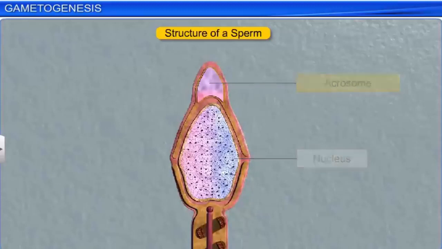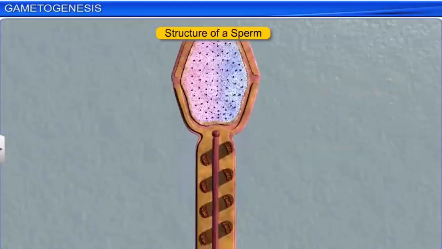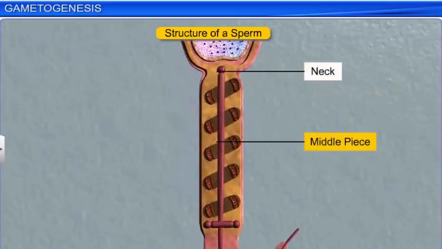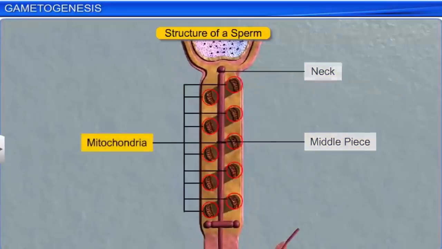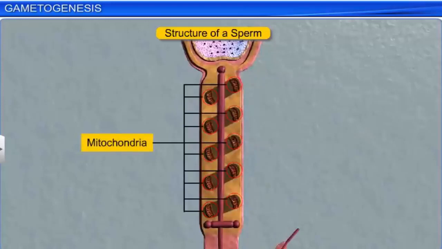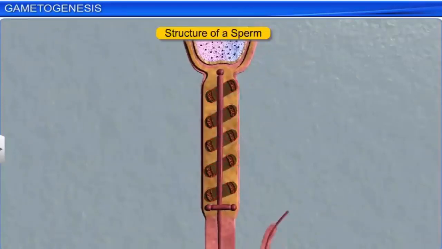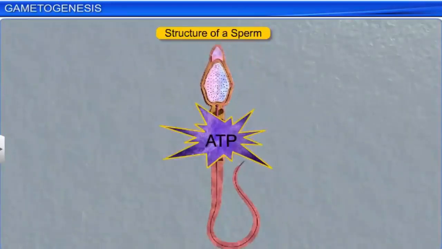ovum. The sperm's head is followed by its neck and middle piece, which is filled with mitochondria. These mitochondria break down glucose in the semen to produce ATP, an energy molecule that powers the movement of the sperm's tail.